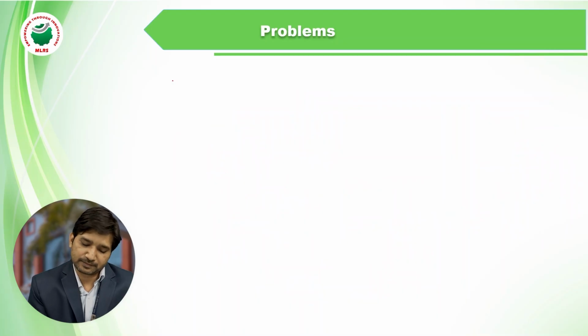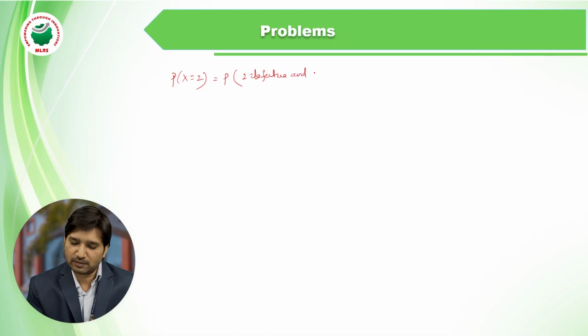Next, P of X equal to 2, that is the probability of 2 defective items, and out of 4, 2 good items.